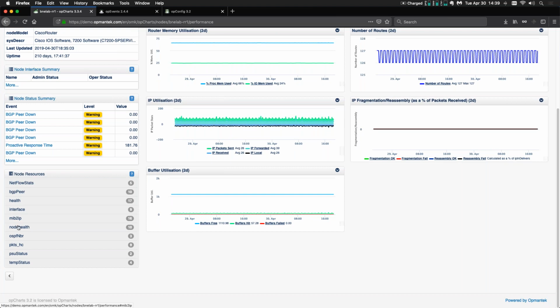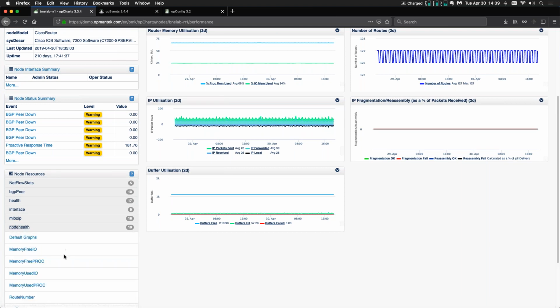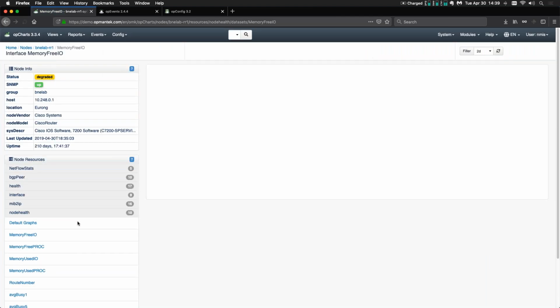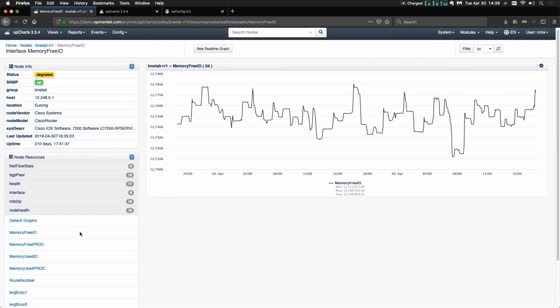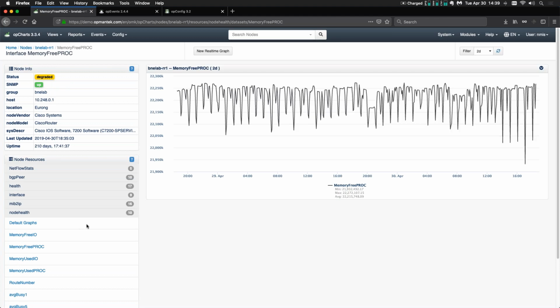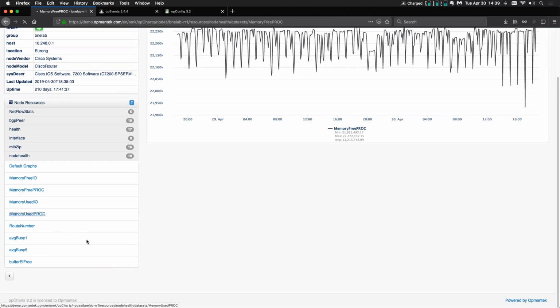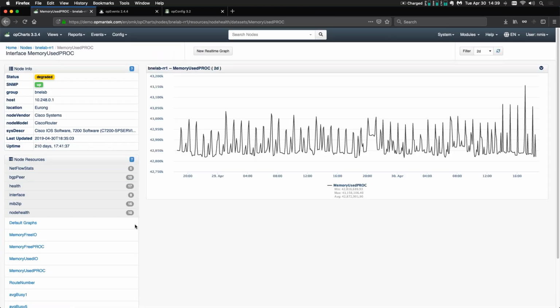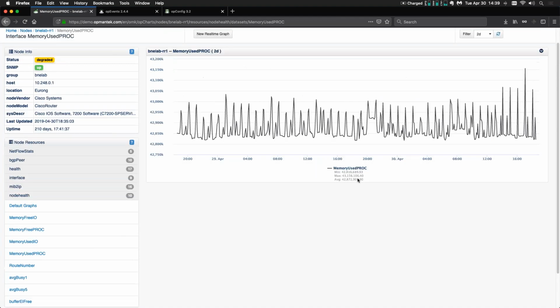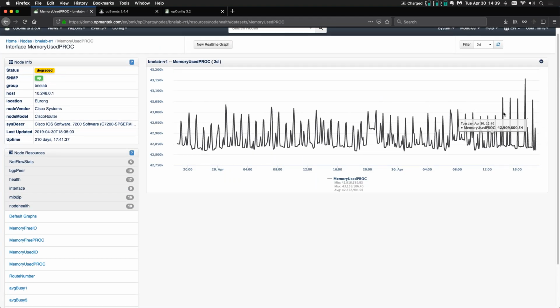And then coming down over on the left-hand side, I can actually break down into additional pieces that are here. So I might look at things like memory-free I/O, processor memory, used memory. So used memory on this guy, there's been some spikes here. You can see there's been a lot of spikes over the last, again, few hours.